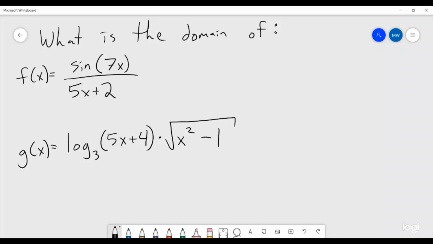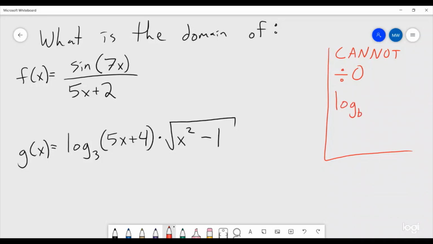Okay, so to get started, let's remember the 3 things that we can't do. So we cannot divide by 0, take the logarithm of any base of 0 or a negative number, and we also can't take the square root of a negative. So those are the things we cannot do, and technically the square root could be any even root, but in general that's the one that we see the most often. So those are the 3 things that we cannot do.